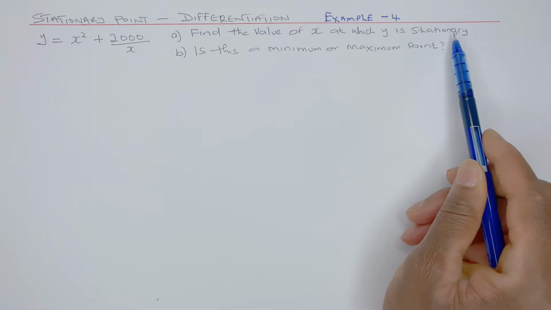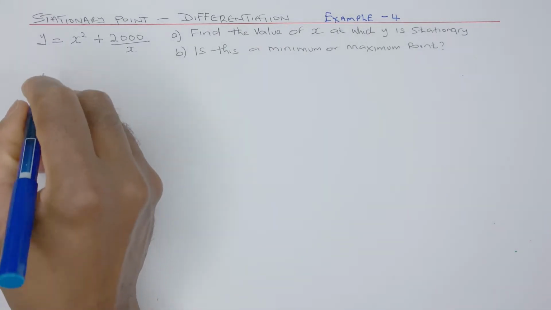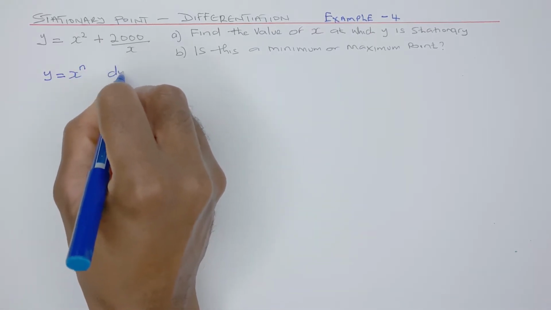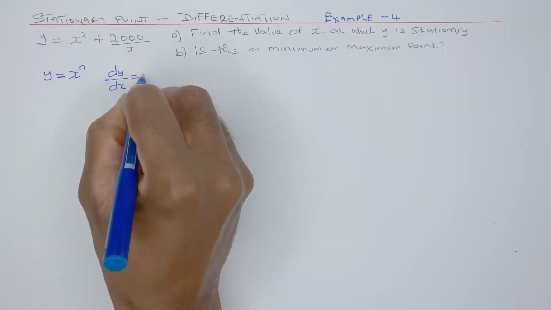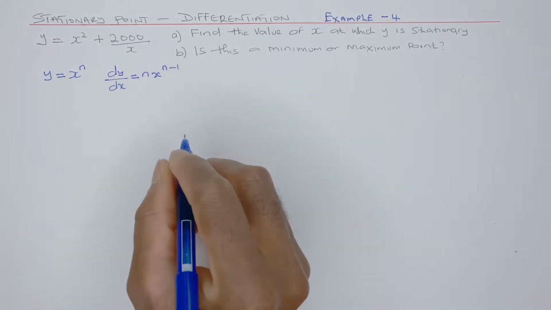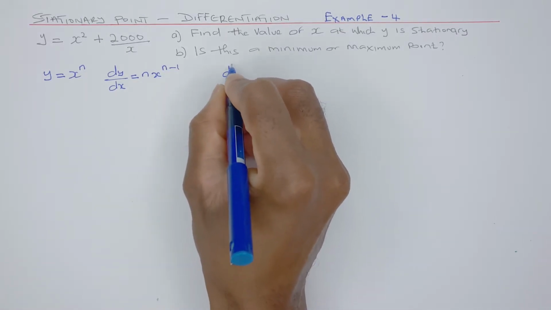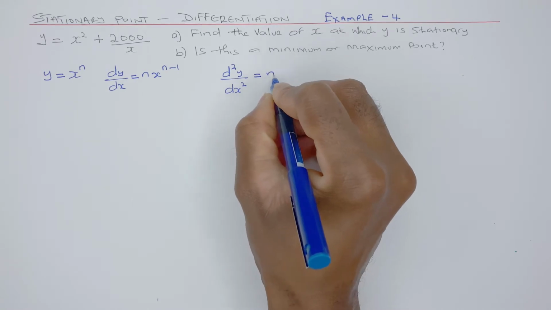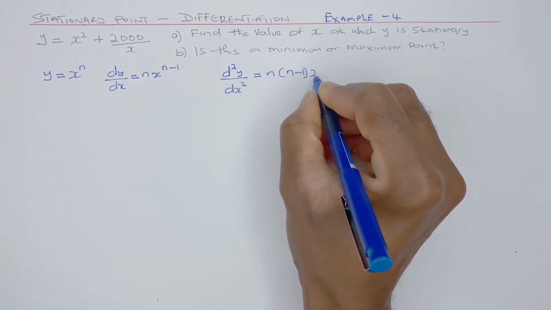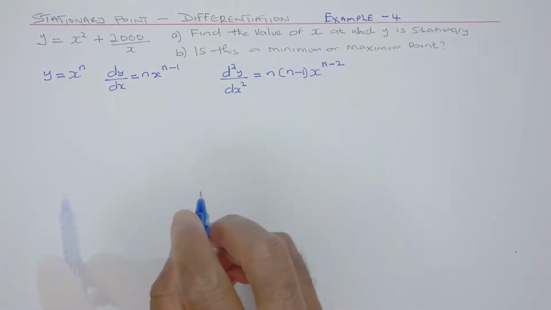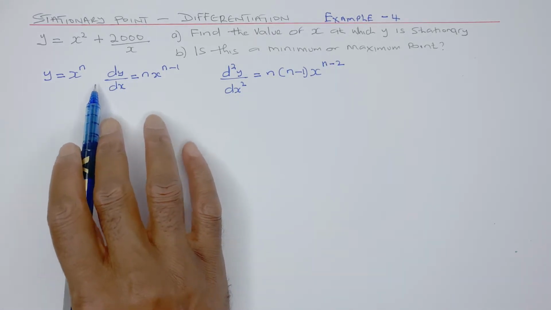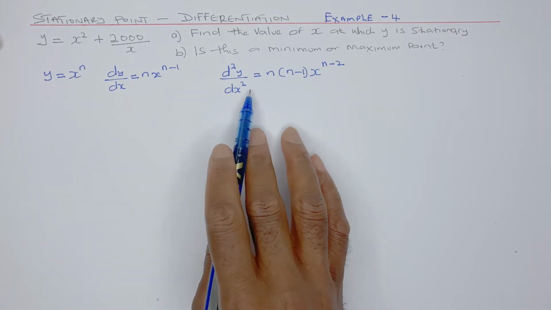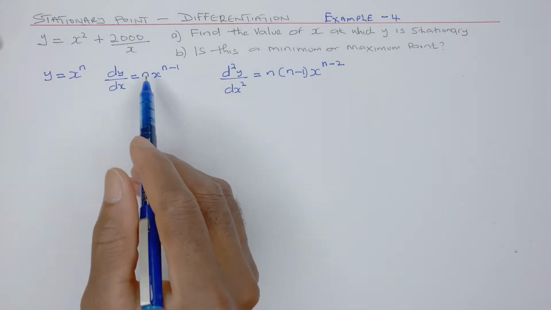B. Is this a minimum or maximum? Since we're looking for stationary points and minimum or maximum, we'll need to use y equals x to the power of n, then dy/dx equals n x to the power n minus 1. We also need to find d²y/dx², which is n(n minus 1) x to the power n minus 2. You can differentiate once, or you might go straight from here to there. This is the first derivative, and that's the second derivative. Or you can differentiate first and then differentiate that again.